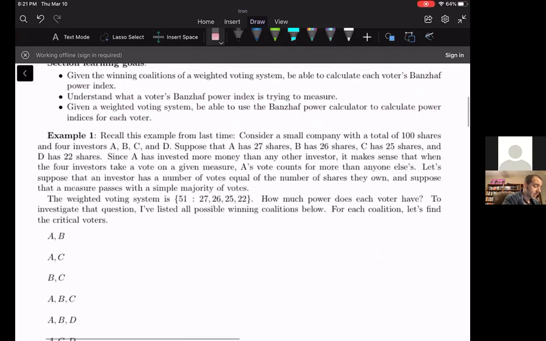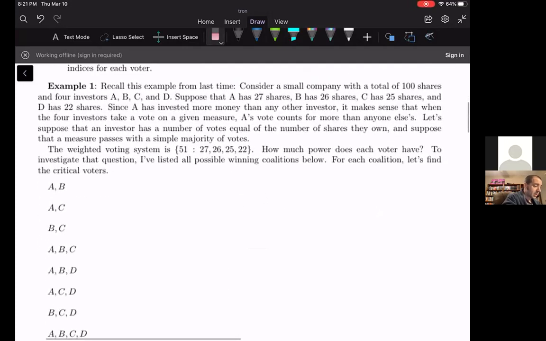Okay, so let's start with this example from last time. I'm not going to reread it to you because we've covered it, but you have a small company. You have 4 voters, A, B, C, and D, or 4 investors, each of whom becomes a voter with a different weight based on their investment amount. Things are passed by a simple majority, and there are 100 votes total. So here is the weighted voting system from last time.